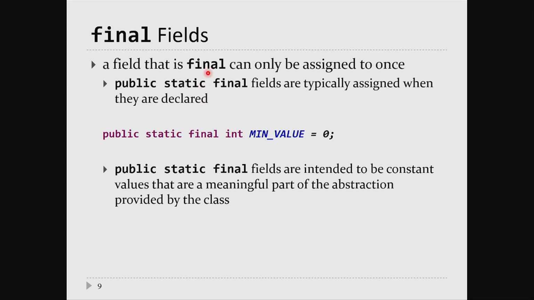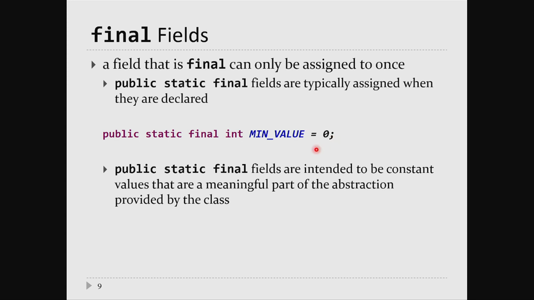If a field is marked final, I've talked about this already, it can be only assigned to once. So a public static final field, you typically give it a value when you declare it. So it's very common to see public static final int MIN_VALUE equals 0. So it's very common to see the equals something on the right-hand side here, at the point of declaration. If you want to, you can leave it off and then set the value of the field inside the constructor, but that's not normally done.